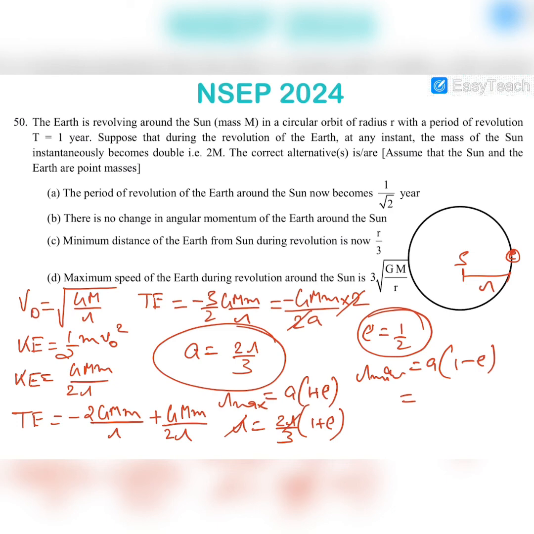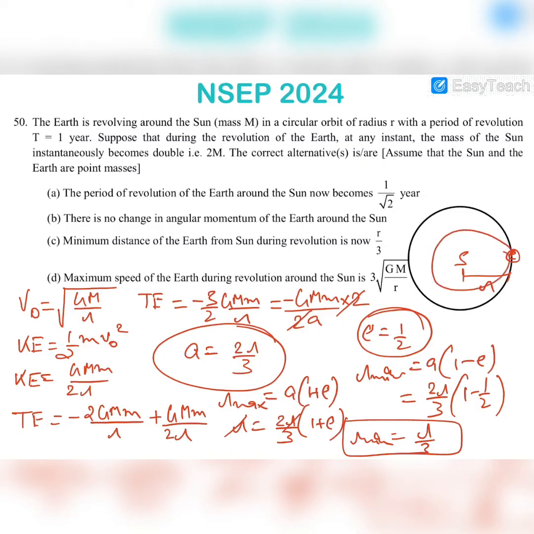So a is again 2r by 3 and 1 minus e is half. So this is r by 3. So the minimum distance of the earth from the sun will be r by 3. So option C is correct. We'll talk about the time period later on, and there is no change in angular momentum.